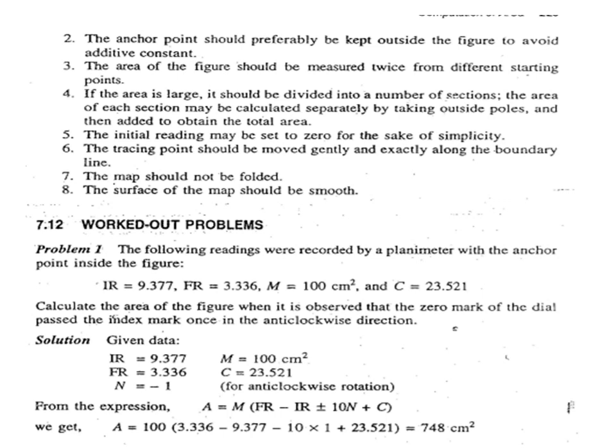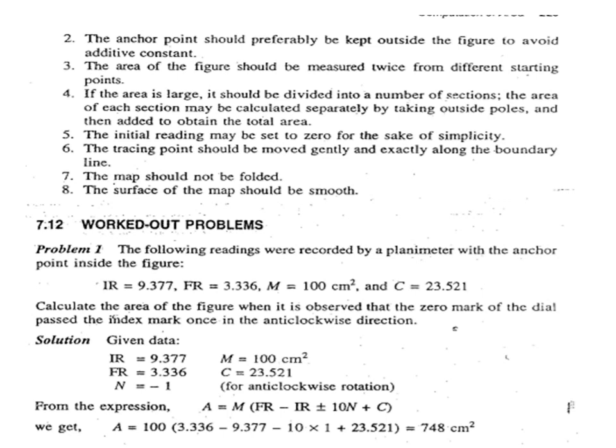Then we will see one of the problems on planimeter. I will read the problem. The following readings were recorded by a planimeter with the anchor point inside the figure, where the initial reading IR is 9.377 and FR is 3.336, multiplier value M is 100 cm square and instrument constant C is 23.521. Calculate the area of the figure when it is observed that 0 of the dial passes the index mark once in anti-clockwise direction, that is to say, the value of n equals -1.